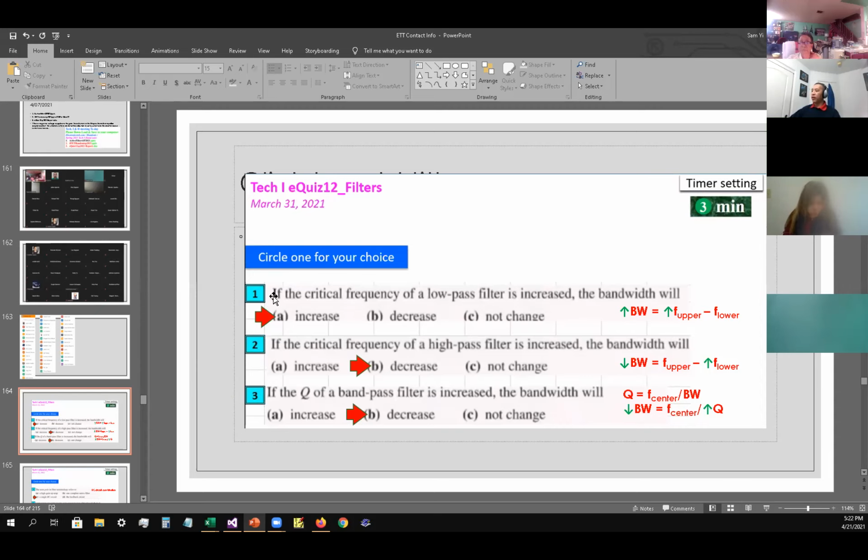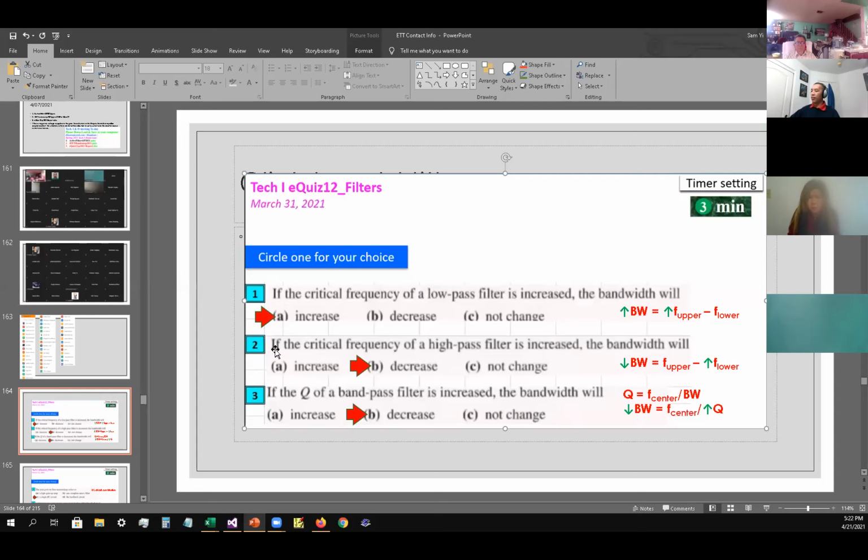So this one said to find the critical frequency of a low pass filter is increased, the bandwidth is going to be increased, because you increase the upper side of the low pass filter, and you keep the other side the way it is. Therefore, if this one increased, this one increased. So the answer would be A.